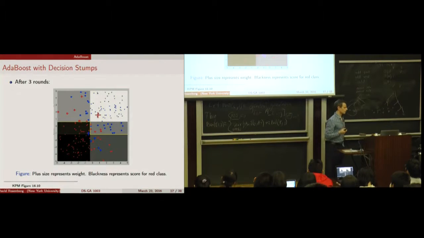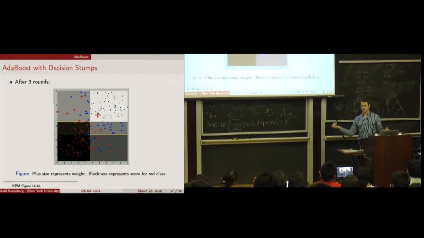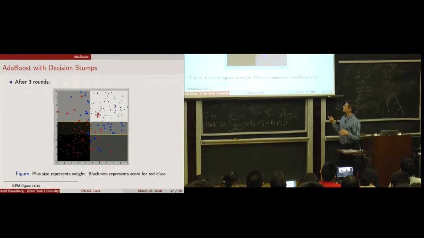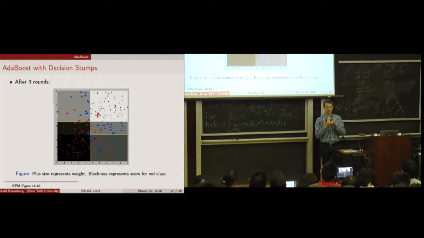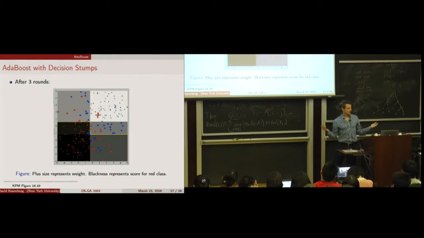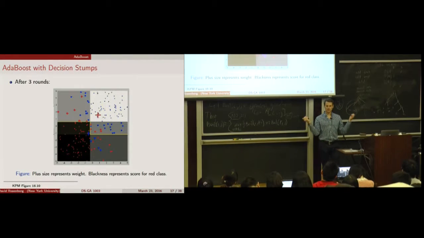So the question is, why are things okay? Why are we doing better after three rounds than we did after one round? One reason is that by taking these linear combinations of decision stumps, we get a more complicated boundary that cannot be represented by a decision stump. So our effective hypothesis space after three rounds is bigger than after one round. It's just a more expressive set of hypotheses by the third round.